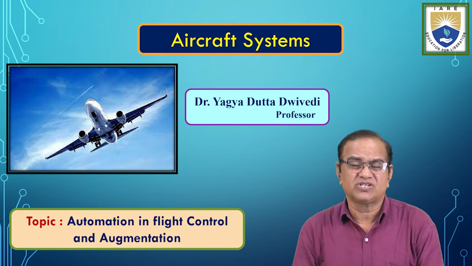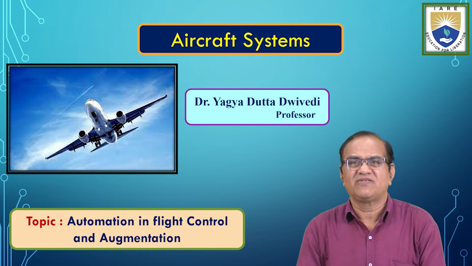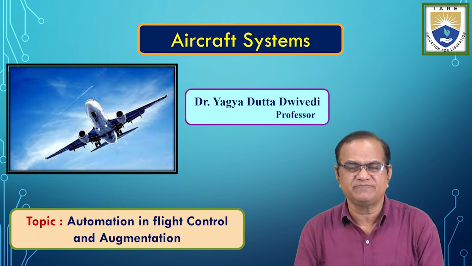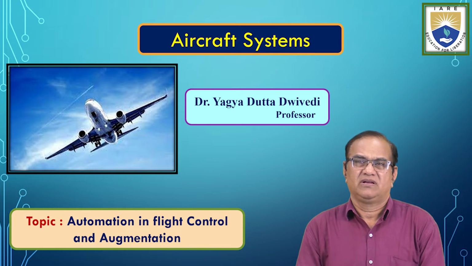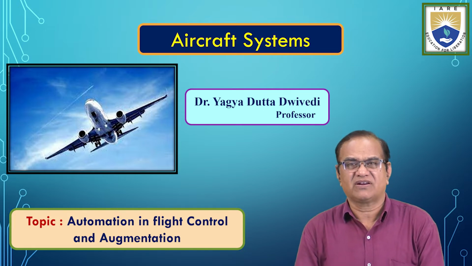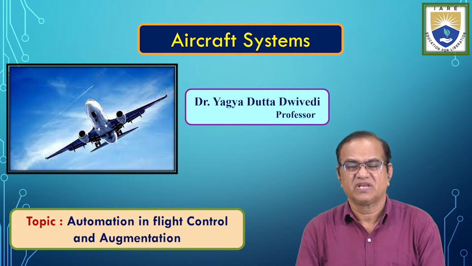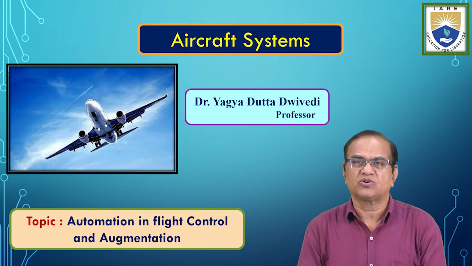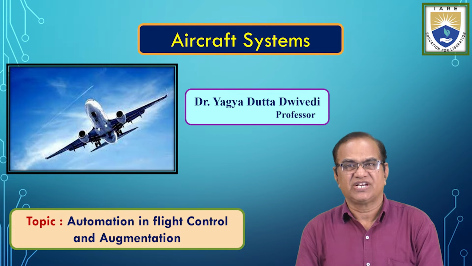Next is the avionics system. In avionics system, we can divide into 2 groups: navigation system and communication system. Navigation systems are used for giving the direction for the aircraft as per the required destination. Communication system is used to communicate between aircraft and ground, ground and aircraft, and also in different communicating centers.